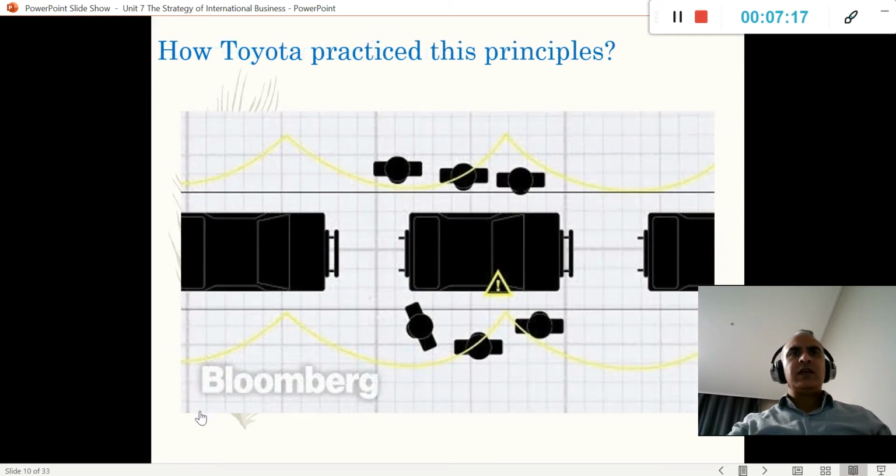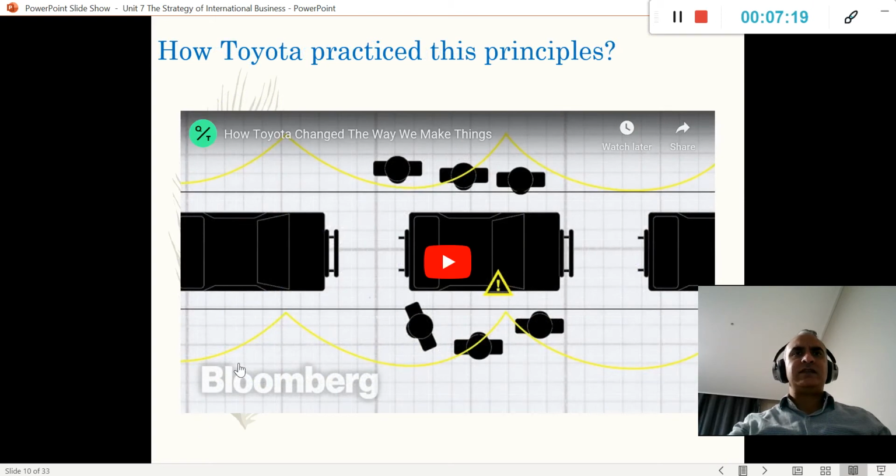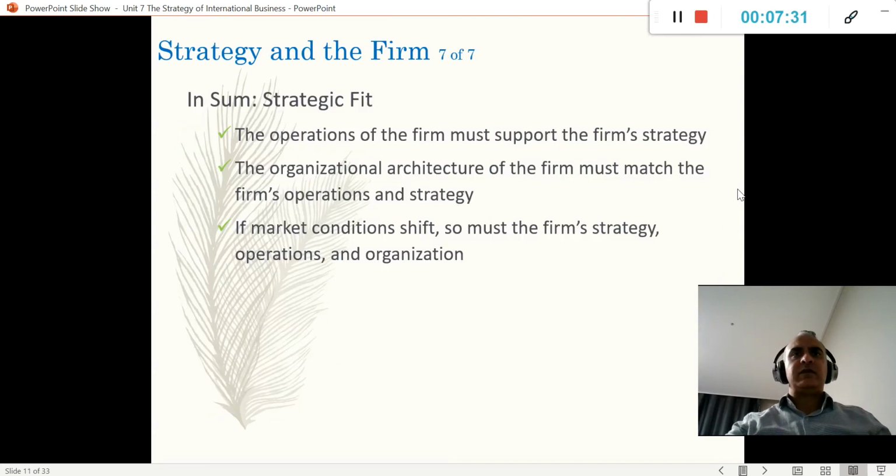So here you can see how everything comes together. This is the case of Toyota. Of course, I'm not going to show it to you here, but you can watch it on your own and you understand how all these principles of culture and resources work together and then they establish themselves. Okay. So in sum, that's a strategic fit.